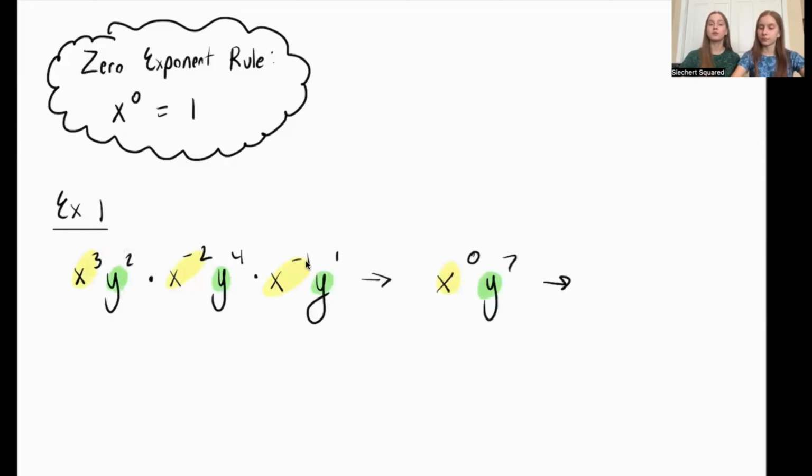So this is where we're going to be using that 0. So really we have a 1 times that y to the 7th. So we still have the same terms, we're just now rewriting it to make it as simple as possible. And then 1 times anything is really just itself. So we end up with y to the 7th as our final answer.